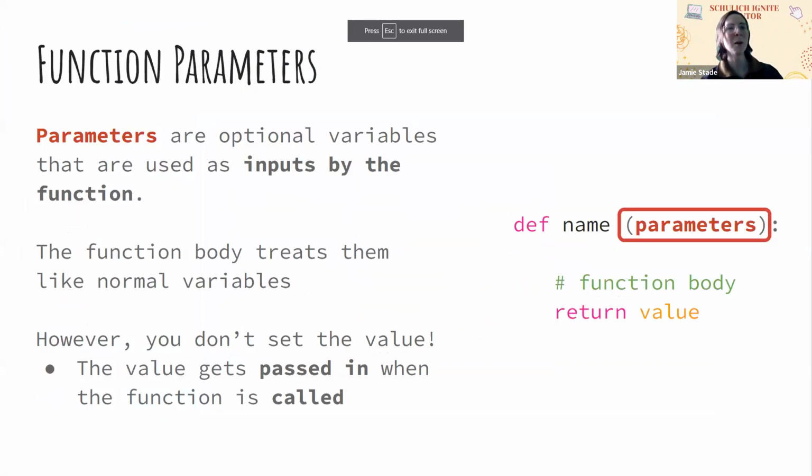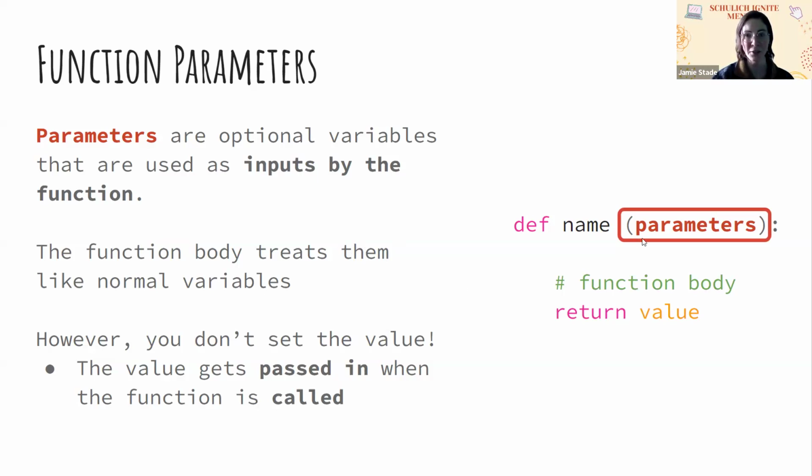Parameters are optional variables that are used as inputs by the function. As we saw earlier, we didn't technically need to pass mouse x and mouse y into the function. We can just use those in the function itself, but that's a way to do it. We can pass those variables into the function and then have them used by the function itself.